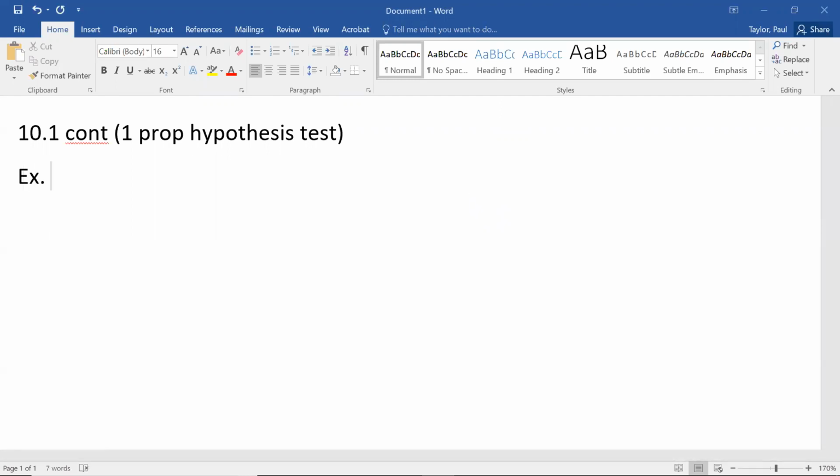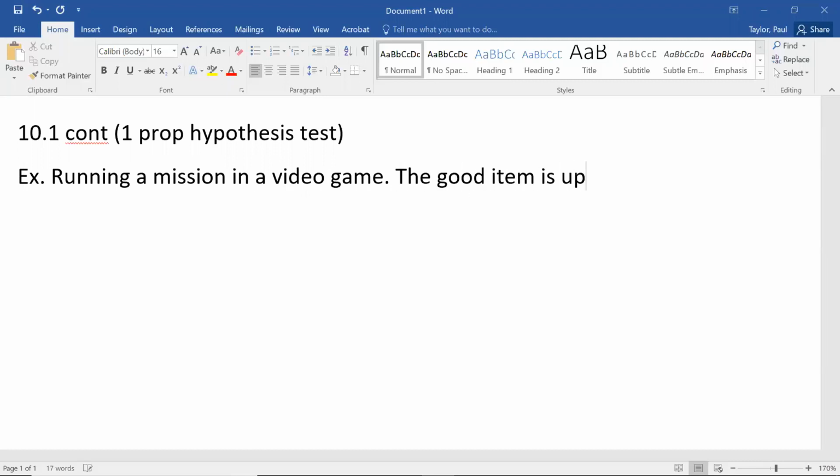Suppose that we're playing a video game and we're playing the same mission over and over. The reason that we're playing this mission is because when you finish the mission, there is an item that we're trying to collect and we need a bunch of it. So the good item is supposed to drop at the end 1/3 of the time.